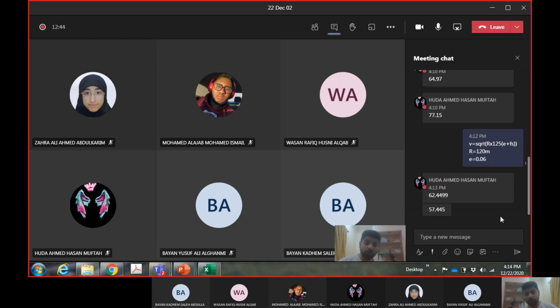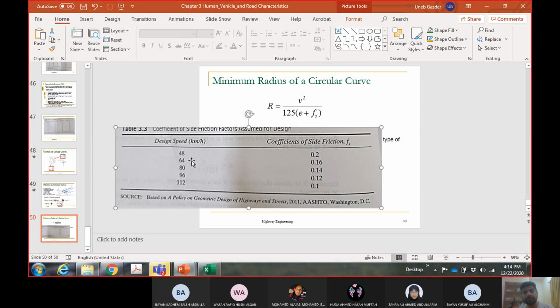So it should have been what? It should have been 64, right? Should have been 64, but now it is 57. So one thing is confirmed, that I should not go beyond 64, because both the iterations which I did gave me a value of less than 64. So it is confirmed that the design speed is somewhere between 48 and 64. So I will not try 80 or 96 or something.